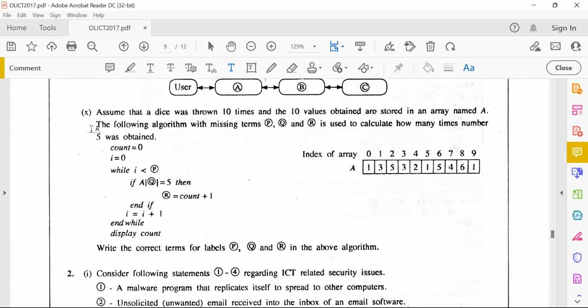10th one. Assume a dice was thrown 10 times and the 10 values obtained are stored in an array named A. The following algorithm with missing terms P, Q, R is used to calculate how many times number 5 was obtained. How many times was number 5 obtained? Okay, first of all, we discussed a couple of things, right? We said that this is an array, isn't it? So this is called an array.